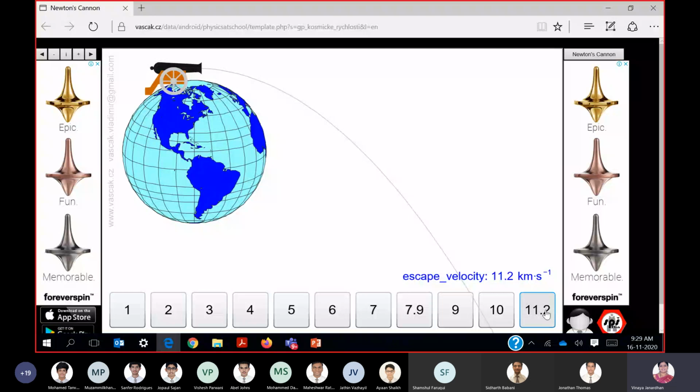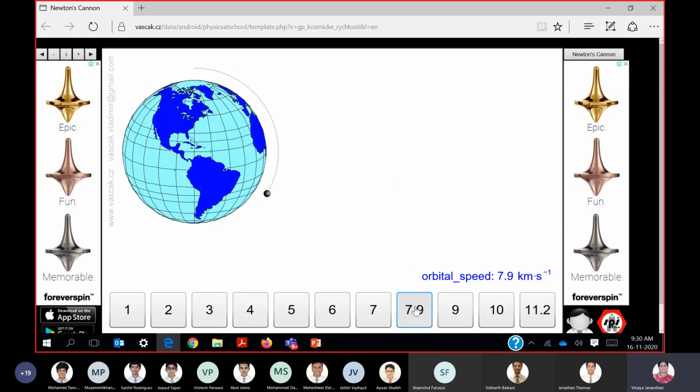Can't say that it escapes the Earth's gravitational field. You can say that it never returns back to the surface of the Earth. It is not under the influence of Earth's gravitational field. That's it, what we can say. So if you want any object to move out of the surface of the Earth, then the escape velocity is 11.2 kilometers per second. You have to throw an object at a speed of 11.2 kilometers per second so that the object will never turn back to the surface of the Earth.